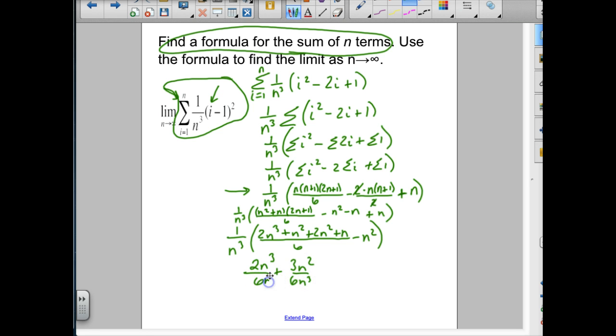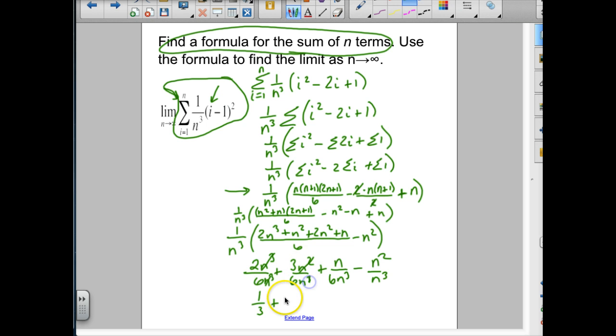I forgot to write my n cubed here. So I'm distributing the n cubed in and doing a little simplifying as I go. You can pause it and catch up if you want. Multiply the 1 over n cubed times n over 6, we get n over 6n cubed. And then finally, 1 over n cubed times negative n squared is negative n squared over n cubed. Simplifying, cancel those, I get 1/3.